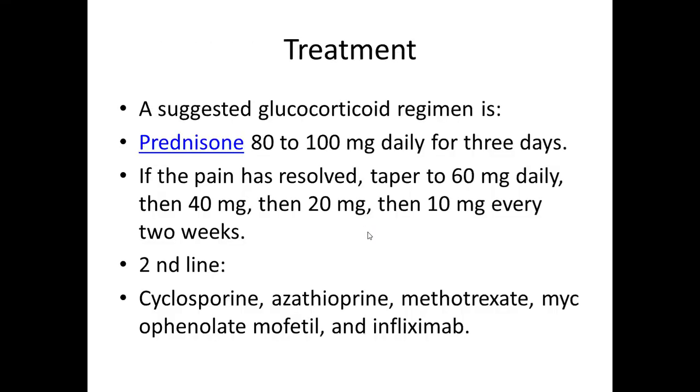So coming to the treatment, a glucocorticoid regimen is suggested. Prednisolone 80 to 100 mg for 3 consecutive days. Usually these are steroid responsive, with response usually within 3 days. If the pain has resolved, then taper to 60 mg daily, then 40 mg, then 20 mg, then 10 mg. Every 2 weeks we have to reduce. For patients who are not eligible for prednisolone, the second line of treatment will be cyclosporin, azathioprine, methotrexate, MMF, and infliximab.